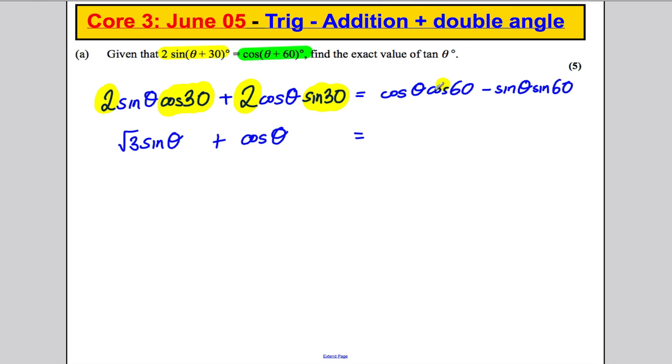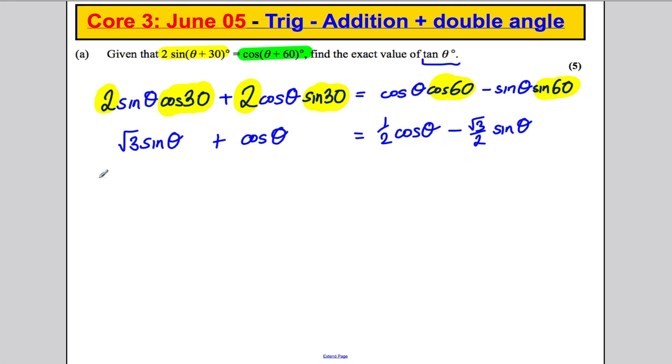For this part here, cos 60 we should know is a half. So that's equal to a half cos theta. And subtract, we should know that sine 60 is root 3 over 2. So this should be subtract root 3 over 2 sine theta. Now all it asks for, not to solve, it asks for the value of tan theta.